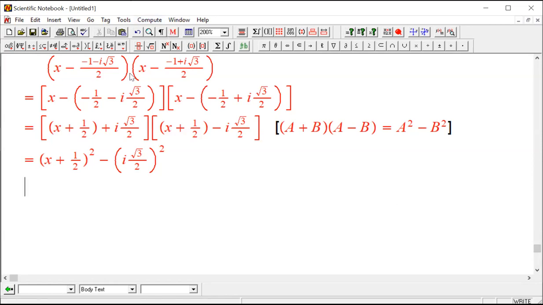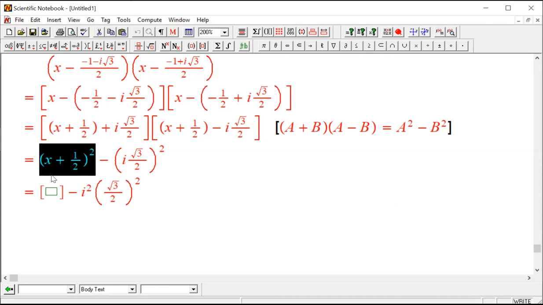Of course, we're going to have to FOIL this piece. But before we FOIL that piece, let's look at the second piece. We're going to come back to FOIL that. Minus the second piece. The second piece will have I squared multiplied by root 3 over 2 squared. And then of course, now we can FOIL this part. How do we FOIL that part?